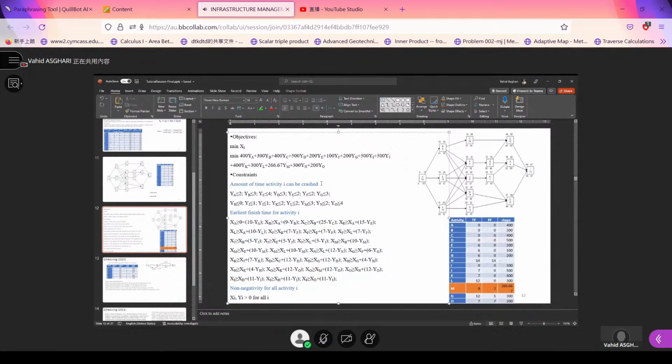Again, we have another set of limitations. It is called earliest finish time for activity I. So, can anybody tell me what does this condition, what does this limitation mean? What is the idea?